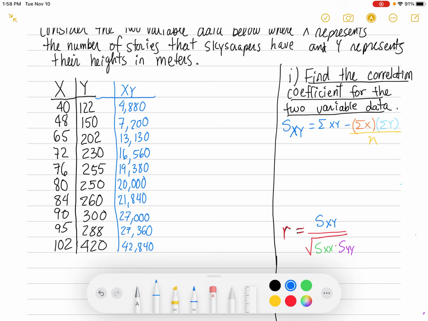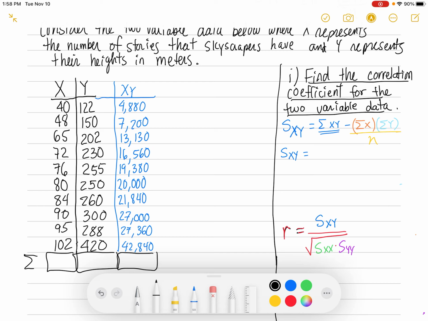So come on, let's get this to work. So we're going to add up X times Y. This right here tells us to add up X times Y. So on the left side, I'm going to put a little summation symbol. I'm going to add up these different columns.